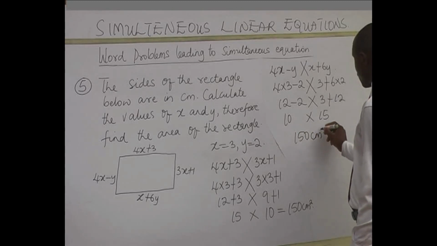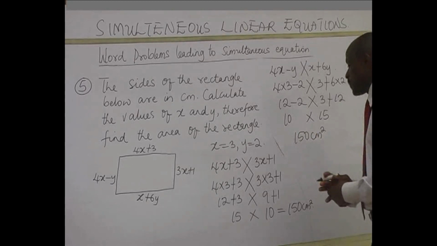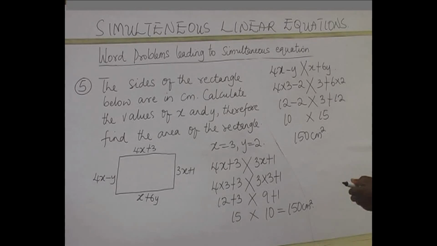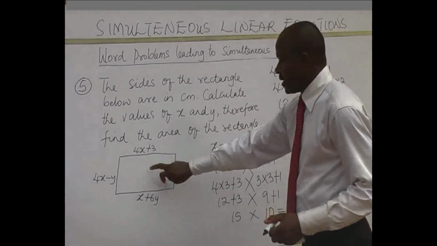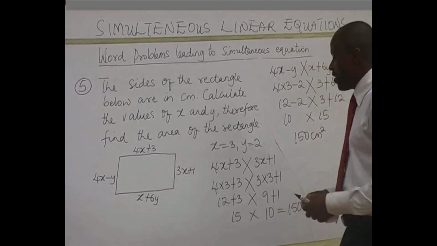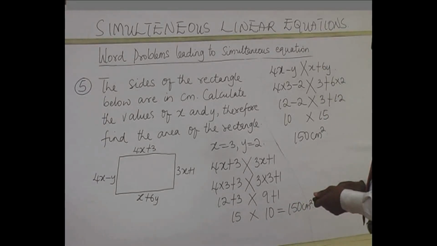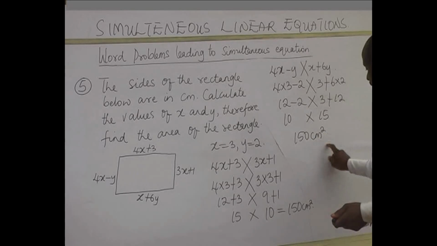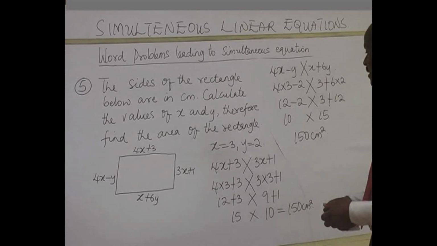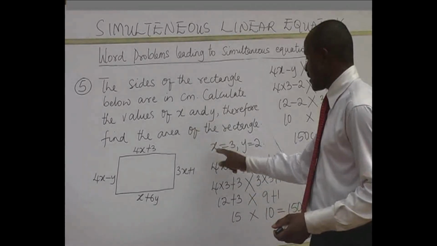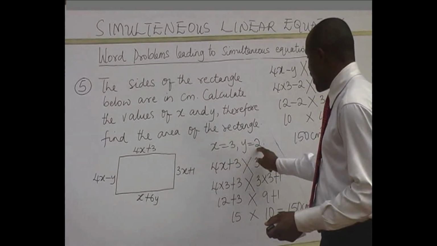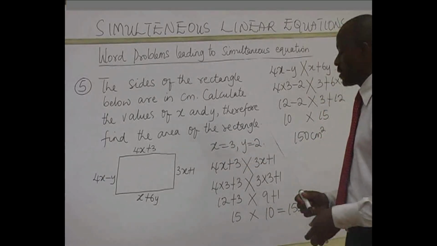150 centimeters squared. That means in whichever way you want to calculate the area of that rectangle, you are going to discover that you get the same answer, 150 centimeters squared, on both sides, while the value of x is 3 and the value of y is 2, as the question has demanded.